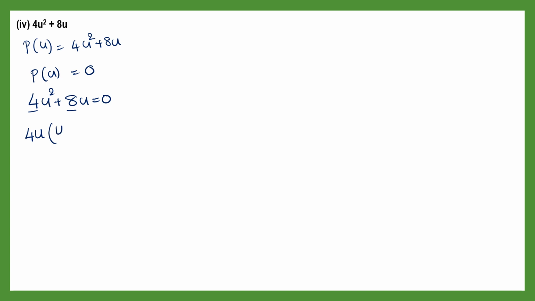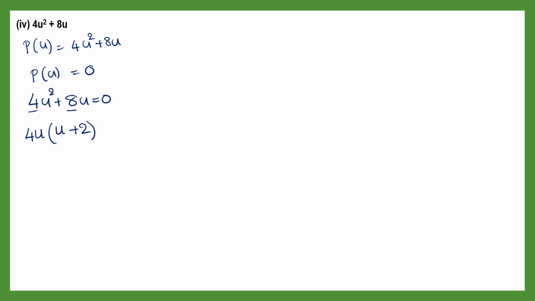Next question. It is given p of u is equal to 4u square plus 8u. How do you find the zeros of the polynomial? The value of u for which p of u becomes 0 is the zero of the polynomial. So p of u is equal to 0, so 4u square plus 8u is equal to 0. Here you have 4, here you have 8, so 4 can be taken as common. U square and u, u can be taken as common. You get only one u inside.